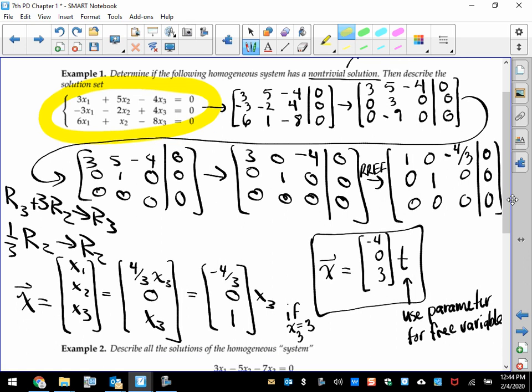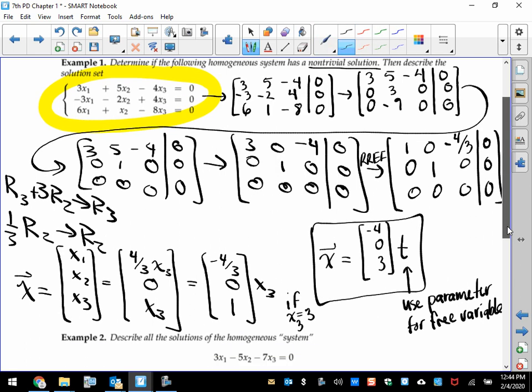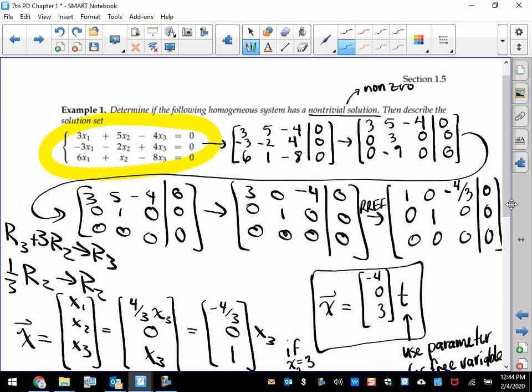Let's just keep it negative 4 and 3, so let's just try it in the first equation right here. So we'll do 3 times negative 4 plus 5 times 0 minus 4 times 3. So we're going to get, is it a minus 4 times 3? Uh-oh. I am getting a negative 12, not 0.